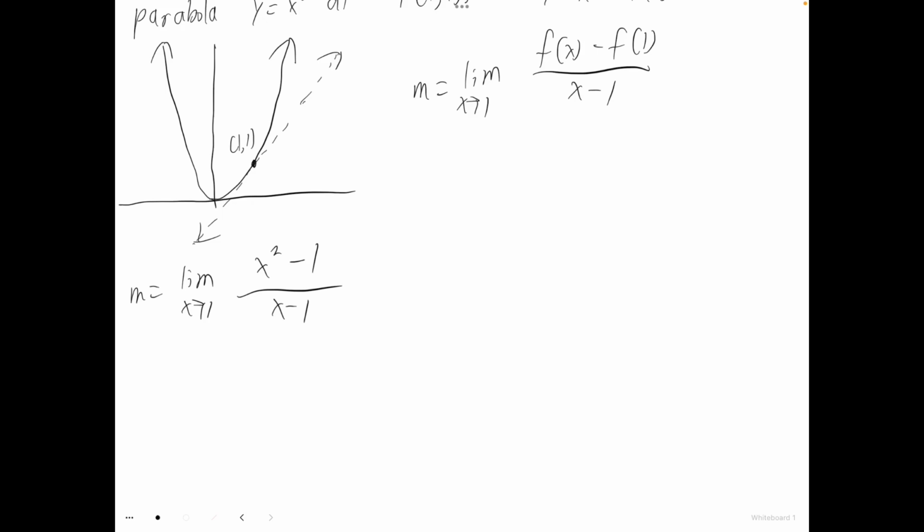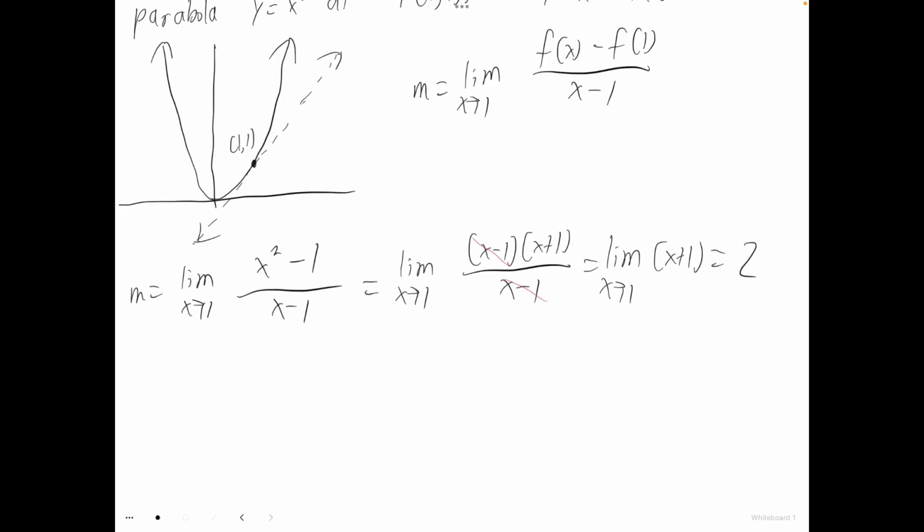So we're just computing this limit as x goes to 1. If we factor the top, we get x minus 1 times x plus 1 divided by x minus 1. The x minus 1s can cancel. And so we have the limit as x goes to 1 of x plus 1, which equals 2. And so the slope of our tangent line is 2.